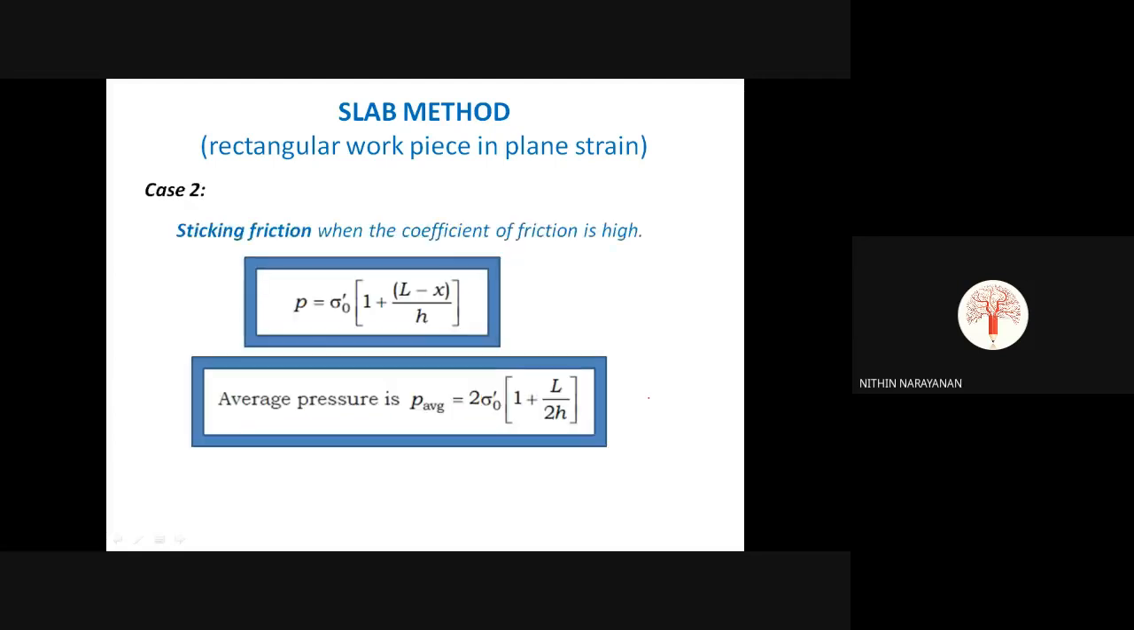Similarly, for the second condition, case 2, sticking friction, when the coefficient of friction is high, we get similar equations for the forging pressure and the average forging pressure. P equals sigma naught into (1 plus (L minus h) by h) is the equation for the forging pressure, and P average equals 2 sigma naught dash into (1 plus L by 2h) for the average pressure. This is for case 2, the sticking friction case.